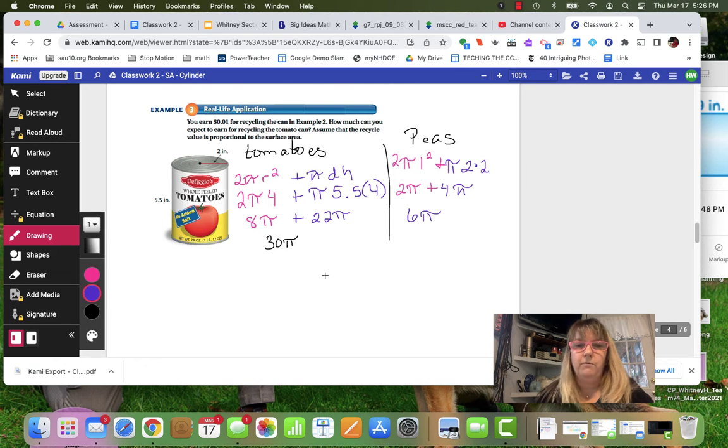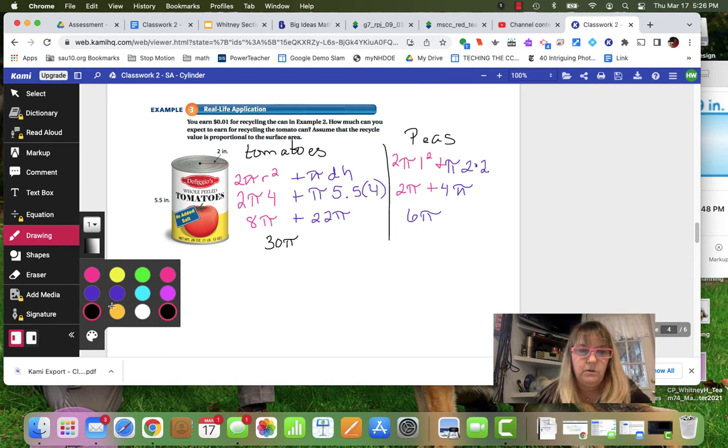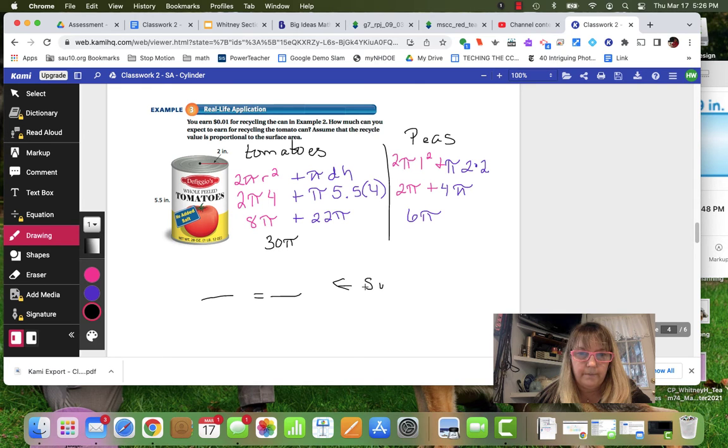So now we're going to have to figure out, we know that the peas we're able to recycle for a cent, so how much we're going to be able to recycle the tomato can for. And we can use a proportion to solve this. So we're going to put the surface area in the numerator. And we're going to compare it with the value of the can. All right, we know that the tomatoes is 30 pi, and this is inches squared, by the way.